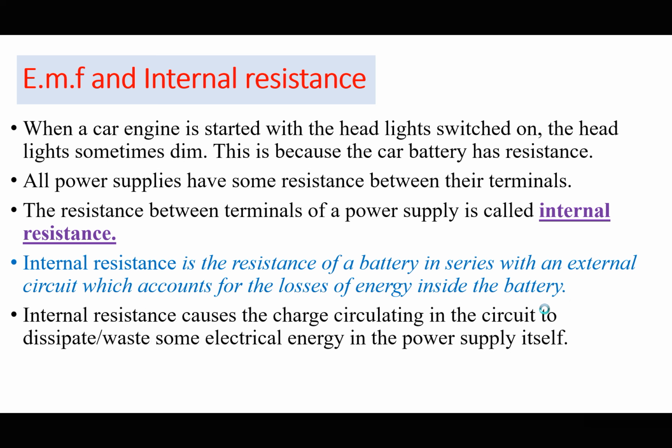So the internal resistance causes the charge circulating in the circuit to waste some of the electrical energy in the power supply. The charge is supposed to gain its energy from the power supply, but because the power supply has some internal resistance, the charge dissipates some of the energy it has gained onto this internal resistance inside the battery. So there will be a PD across the internal resistance of the battery. That means not all the energy the charge gains from the battery is taken to the external circuit. Some of it is wasted within the battery itself. That is what we call internal resistance.